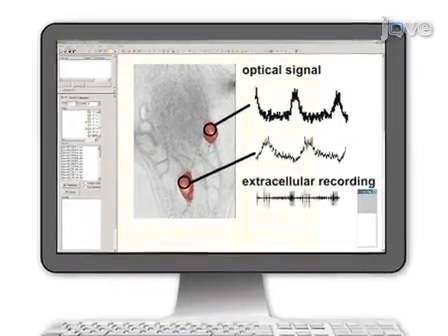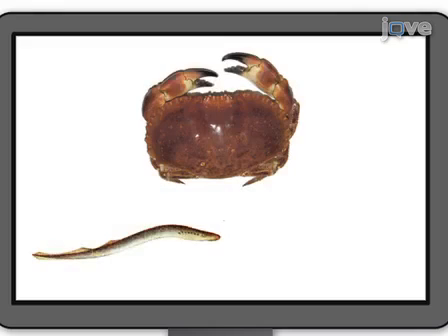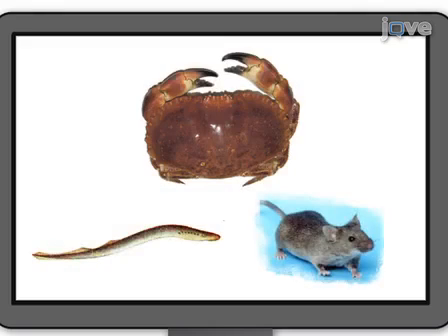Results are obtained that show the optical recording of synaptically interacting pattern-generating neurons can supplement traditional recording techniques and open new opportunities for understanding how central pattern generator neural networks function.